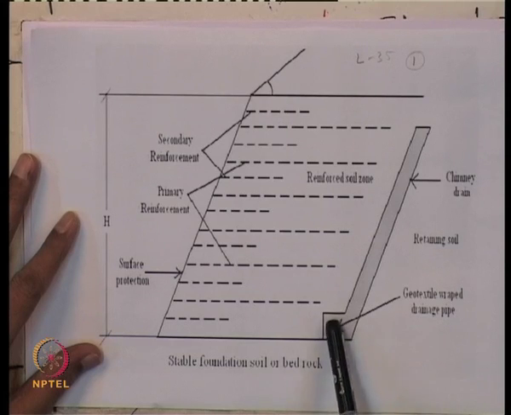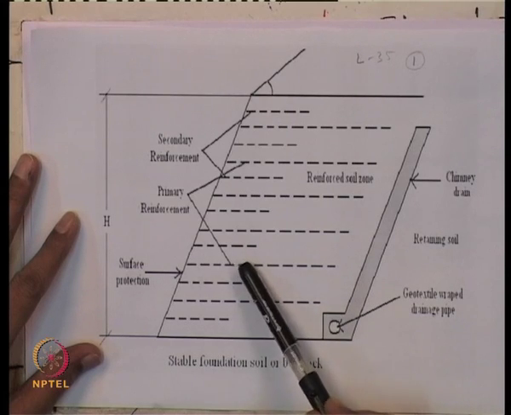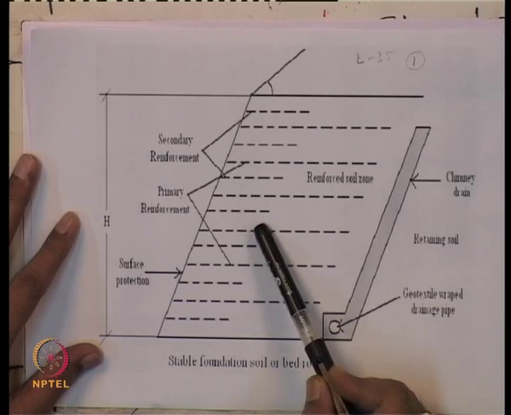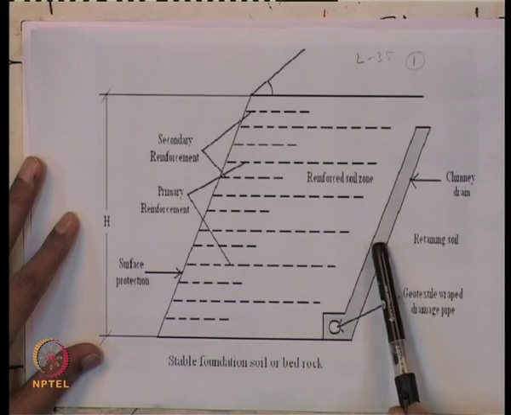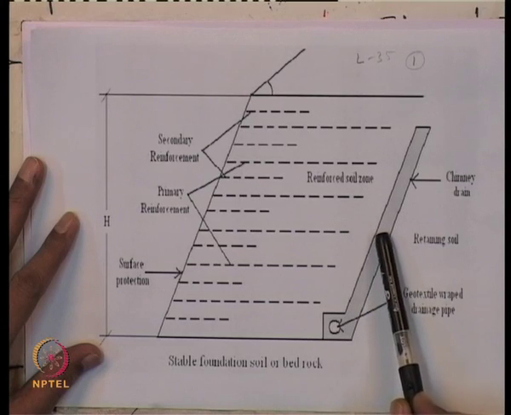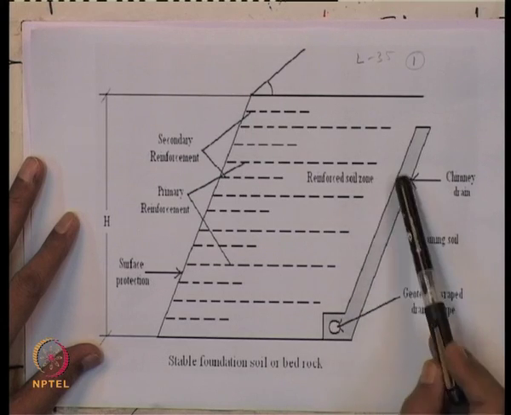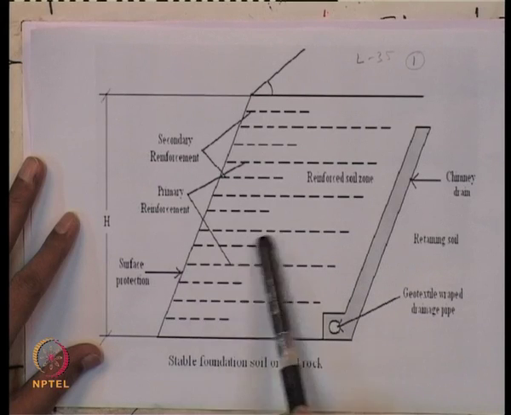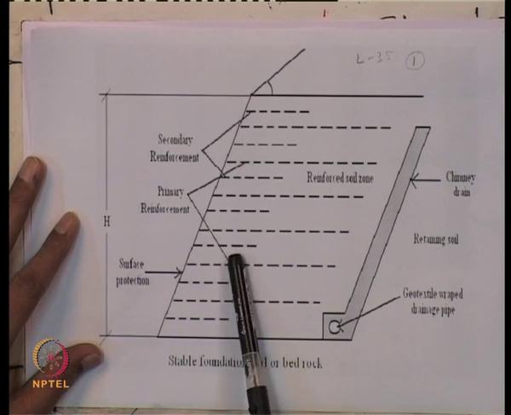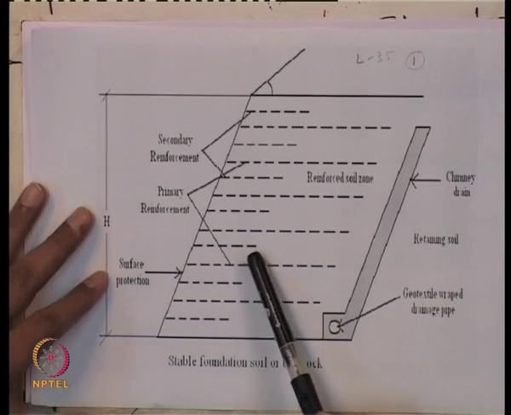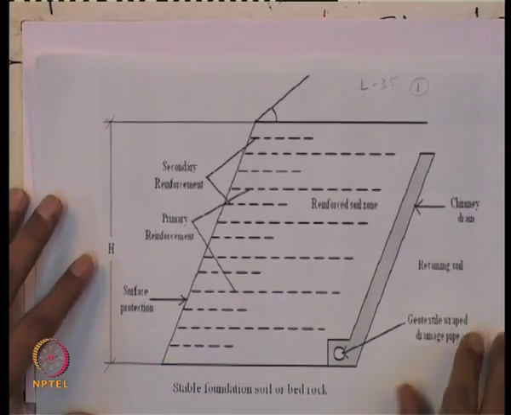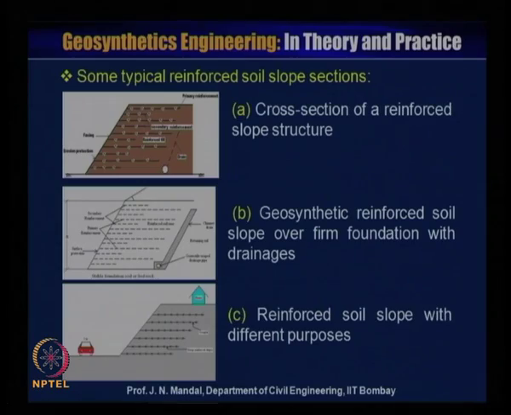So, this is the geosynthetic reinforced slope over the firm foundation with drainage. Drainage is very important. Most of the time, if you do not provide drainage, there is a possibility of failure of the structure. So, you should provide the drainage.